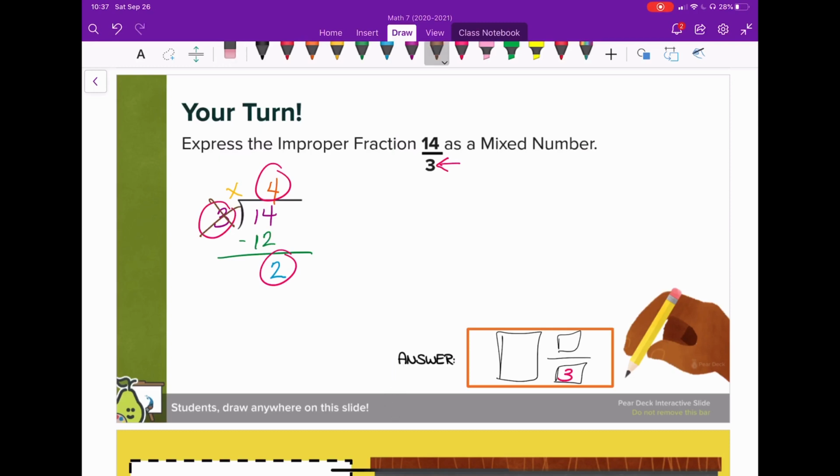So the number we multiply by, 3 times 4, that's how many times 3 goes into 14. So that's the whole number. Okay, so we have 4 as the whole number. And we have 2 little pieces left over, so that's the numerator. So my final answer is 14 over 3 is equal to 4 and 2/3.